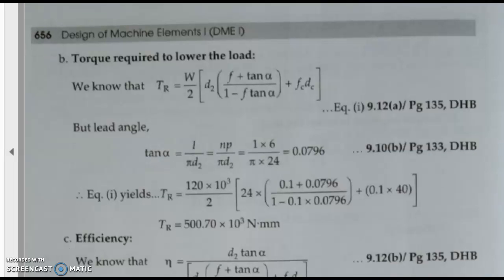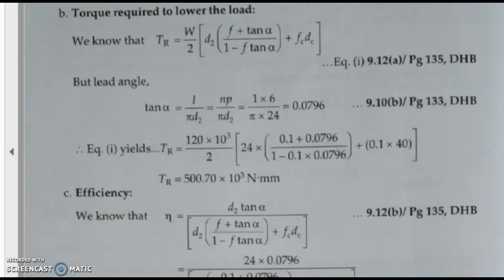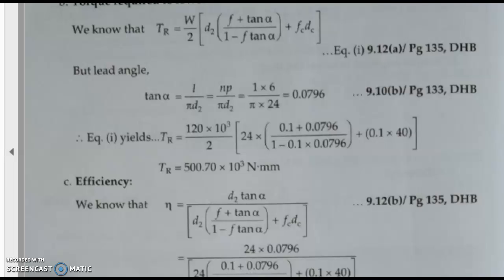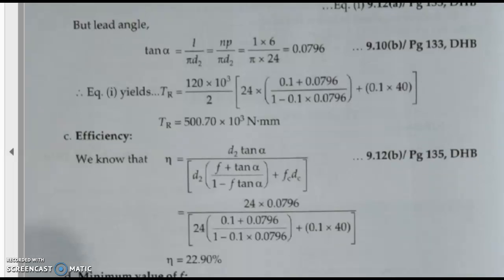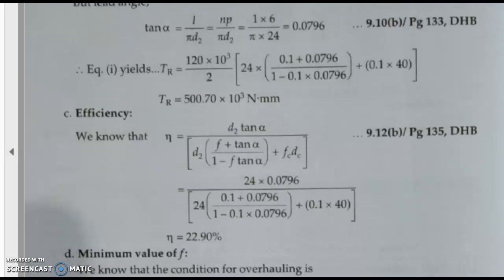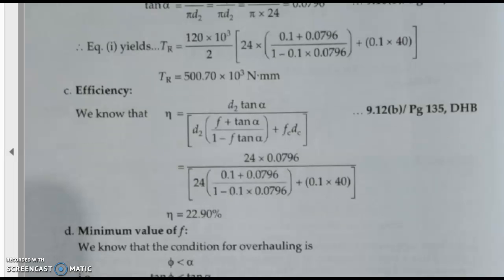Then next one, efficiency. Again from our data book, page number 135, equation number 9.12b, we can calculate the efficiency using this equation. Eta is equal to D2 tan alpha divided by D2 into (F plus tan alpha divided by 1 minus F tan alpha) plus FC DC. All data are given. So we will get efficiency eta is equal to 22.90%.